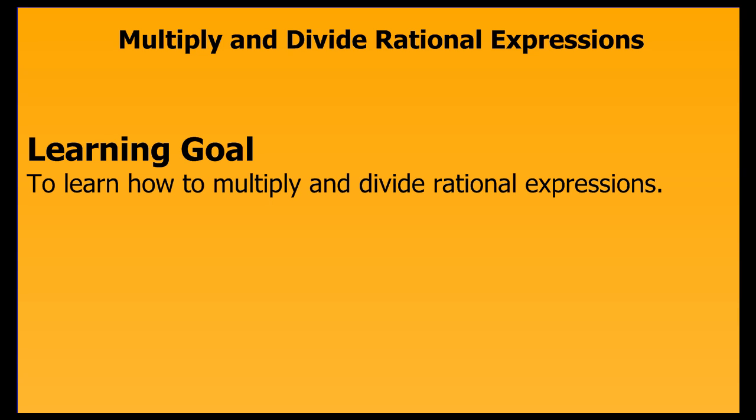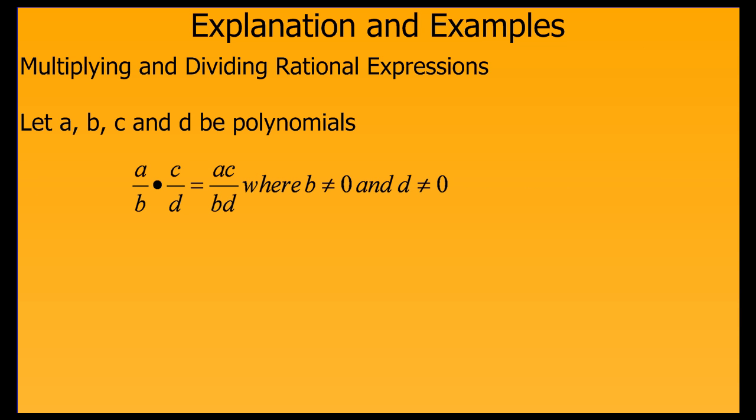Welcome to Algebra 1. The learning goal for this episode is to learn how to multiply and divide rational expressions. If we let a, b, c, and d be polynomials, then a over b times c over d equals ac over bd, as long as both b and d are not equal to 0.